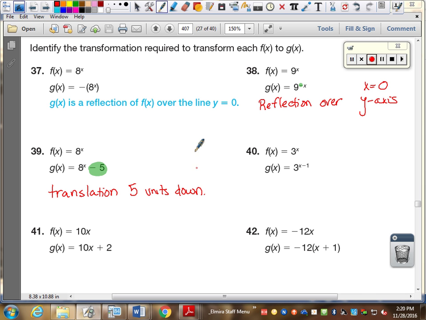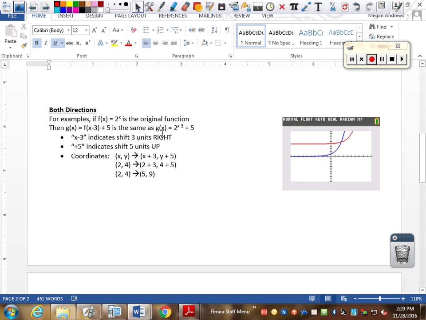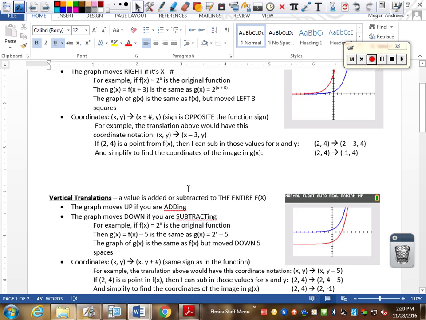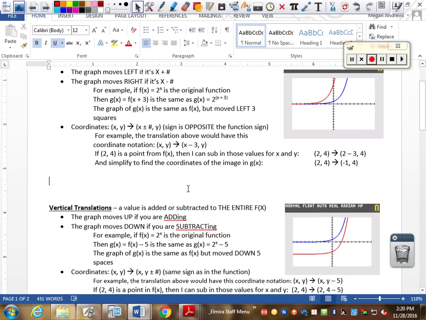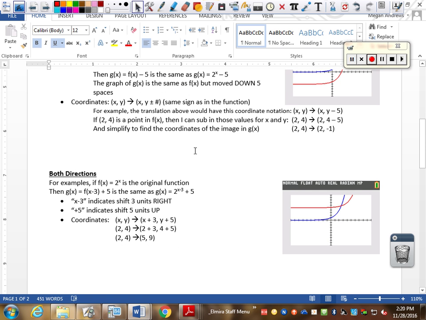Oh, Miss Andrews, I don't remember that stuff. Well, again, you have this sheet that I made you that has all the translation stuff on it. Okay? So if you don't remember and they've thrown some things in there, make sure you look at this sheet.